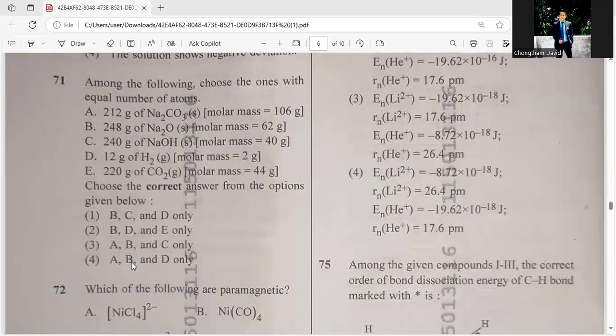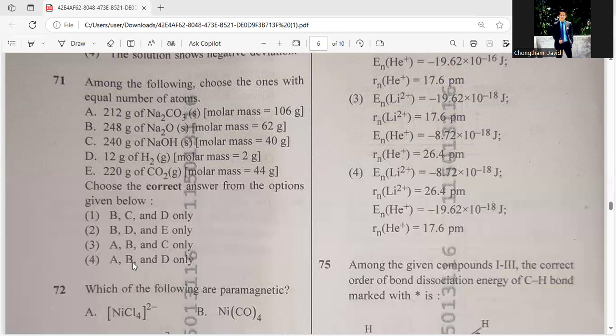Question number 71. Among the following, choose the ones with equal number of atoms. Right. So we should calculate the number of moles and multiply by the atoms per molecule. So in sodium carbonate, the molar mass is 106. So for this 212 grams, it will be corresponding to 2 mole into 6 atoms. It has 12. Sodium oxide, you have 4 into 3 atoms. It will be 12. Sodium hydroxide, molar mass is 40. So 240 grams would be 6 into 3, it is 18. And hydrogen gas will be 6 into 2, it will be 12. Carbon dioxide, 5 into 3, 15.